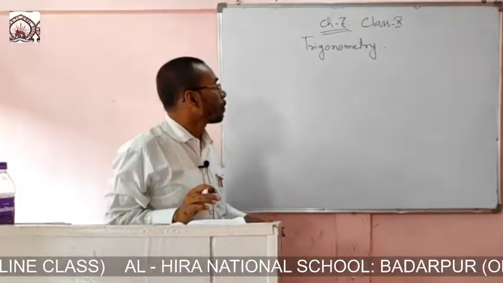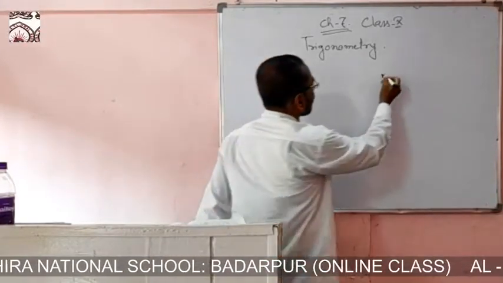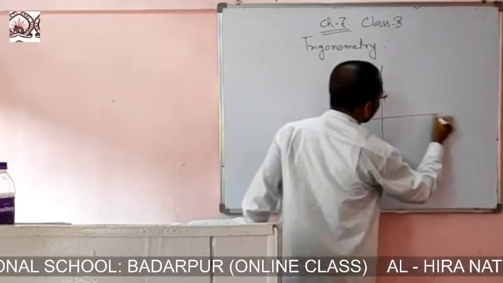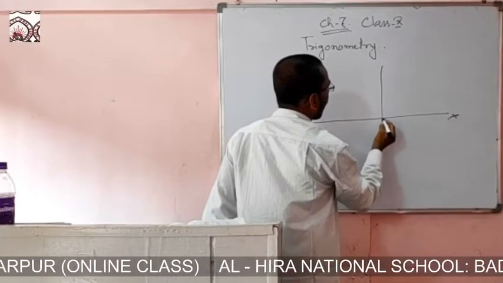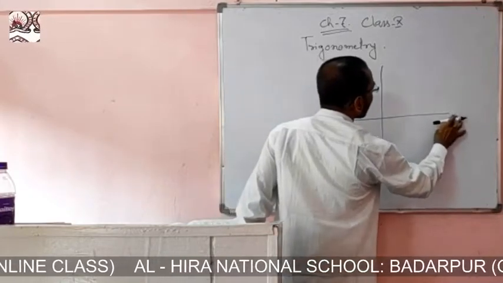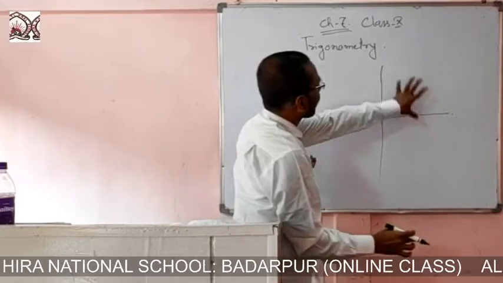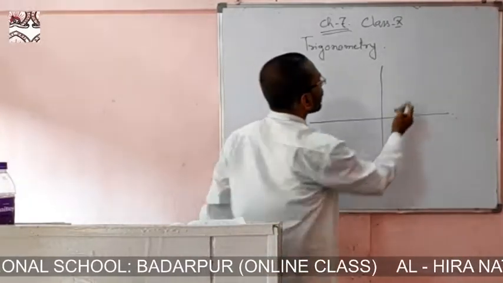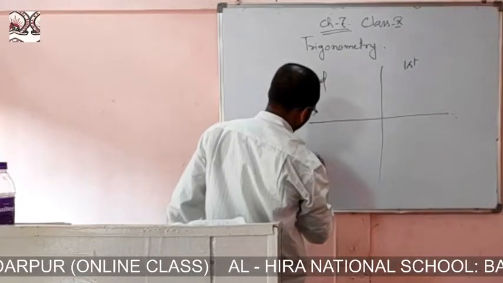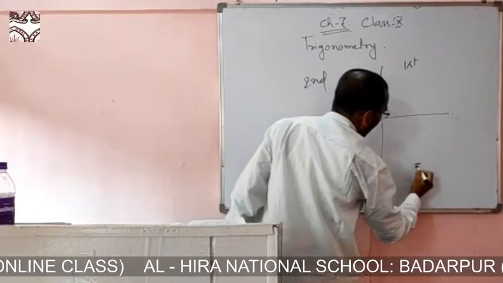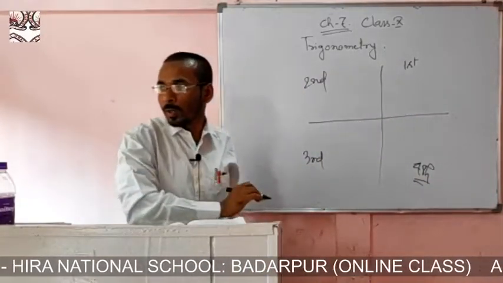In earlier classes we have seen that in Cartesian coordinates, if two lines cut perpendicularly, then four quadrants form. This one is the first quadrant, this one is second, this one is third, and this one is the fourth quadrant.